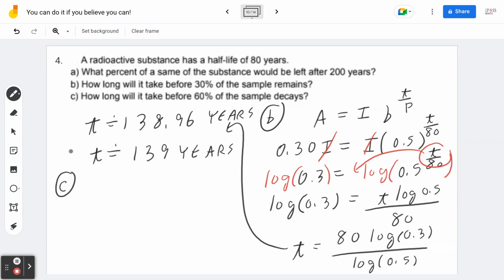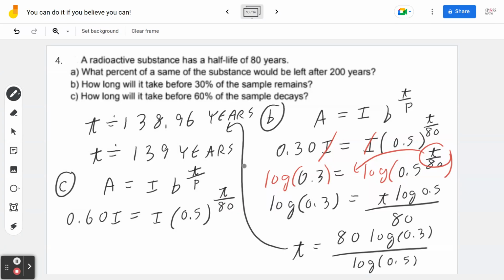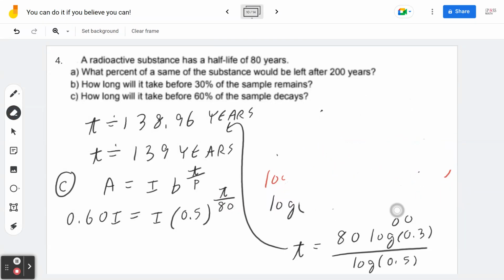Part C, how long would it take before 60% of the sample decays? So same structure. Again, you can write A equals I times B to the power of T divided by P. The only difference is you're looking for 60%, which is 0.6, or 0.60 times I, which equals I, times, again, half-life means 0.5. Time is what you're looking for, and it's going to be divided by 80. So I'm going to create some space. Let's try this one more time.